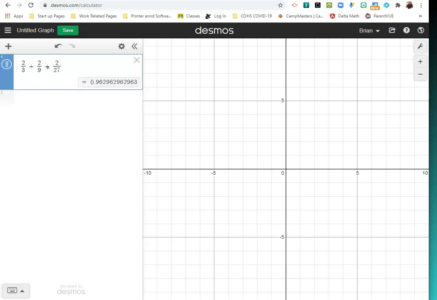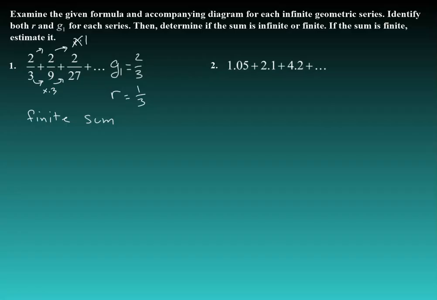See, we went from 0.888 to 0.96, and then plus 2 divided by 81, we went to 0.98. Let's just do one more, plus 2 divided by 243. Now we're at 0.99. Notice the numbers are slowly getting smaller in terms of increasing. So I would say that this is estimated at 1. So the sum is equal to 1.